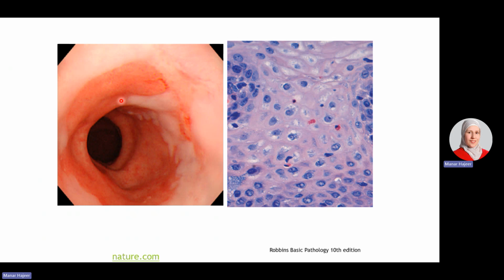As you can see here, this is the erythema and the redness of the lower esophagus in patients with reflux esophagitis. And as you can see in the second picture, those cells with the granular eosinophilic cytoplasm are the eosinophils.